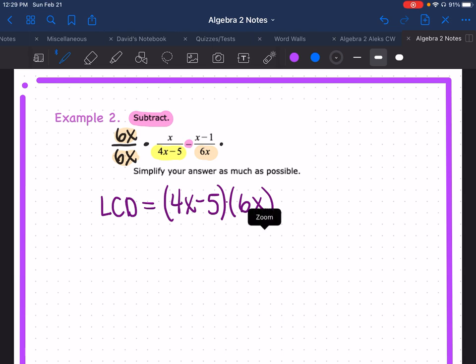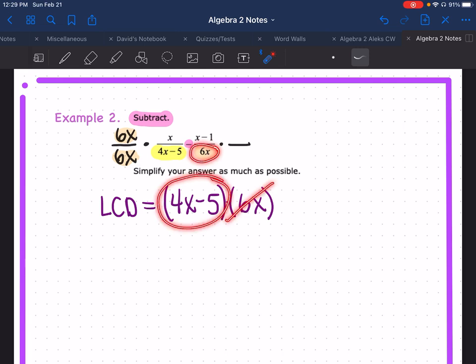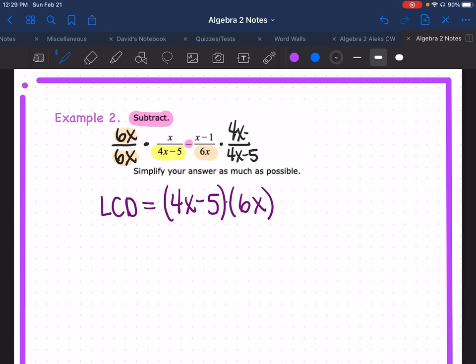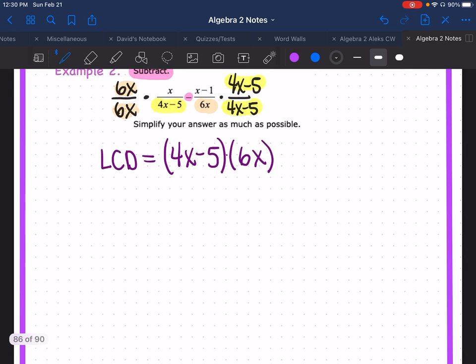All right, let's do the same thing for the 6x. This is what you have, cross it out. This is what we're going to multiply by. What we do to the bottom, we must do to the top. And if you take a look, this is your yellow factor. All right, let's start multiplying.